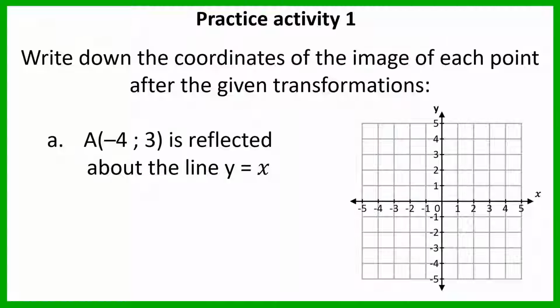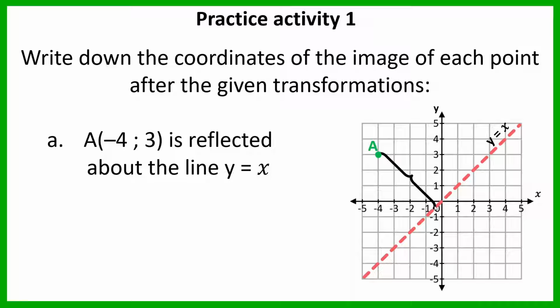Okay, so let's go through that and see what you should have got. So first of all, the point A is this point over here. It's negative 4, 3. And if you put in the line that you're going to be reflecting in, the line y equals x is this line over here. Okay, so we need to find out what the shortest distance is from A to that line. So that distance is this over here. So it's 1, 2, 3.5 diagonal blocks.